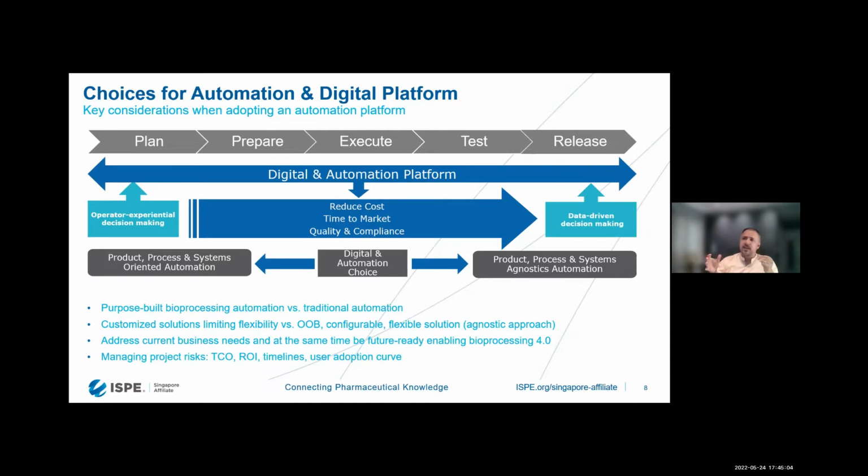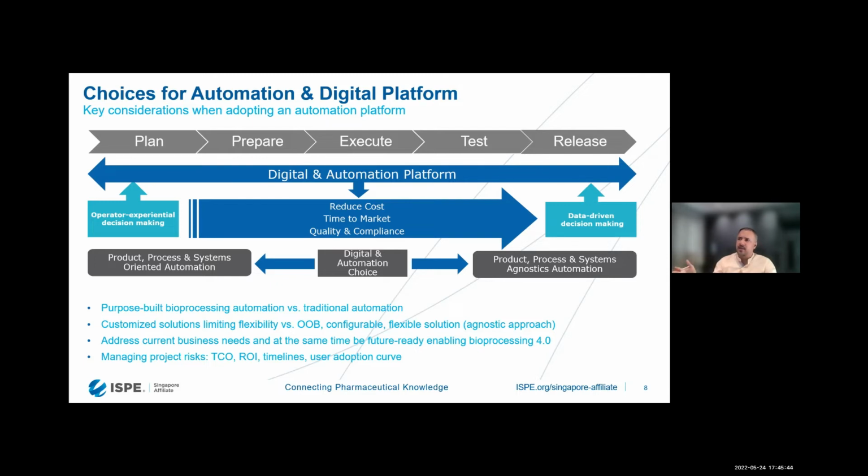So basically, if you're thinking of a digital and automation platform, digitizing the manufacturing plant that you have, I think these are the 5 steps: to plan, to prepare, to execute, to test, and then deploy or release the batches that you have. So in terms of the early stages of this, the planning stage, these are more operator intensive steps where someone has to sit and think and plan, and then they have to take some of the digitization choices.